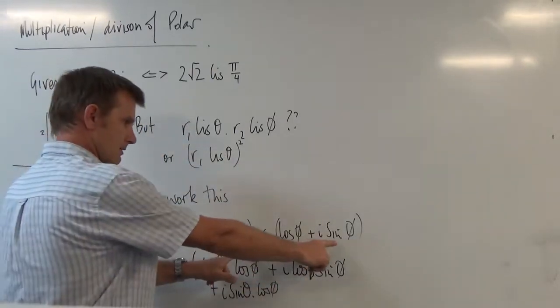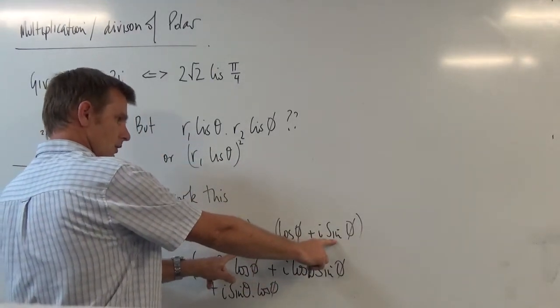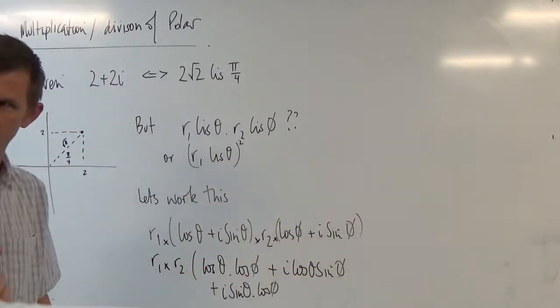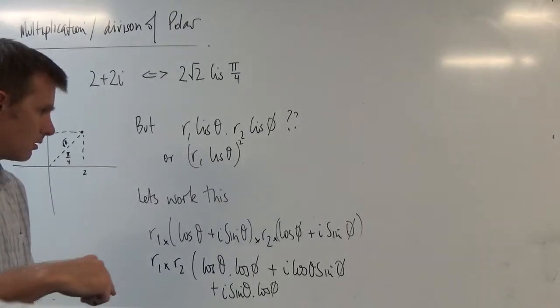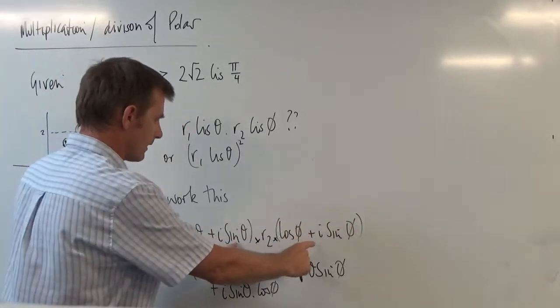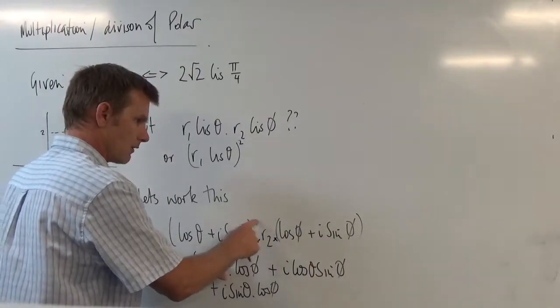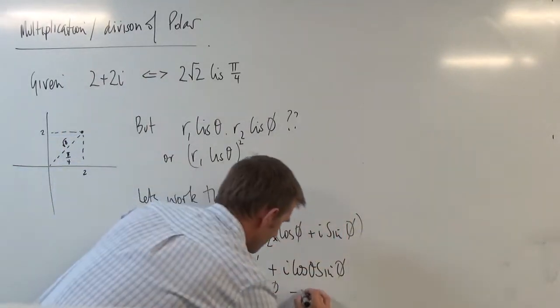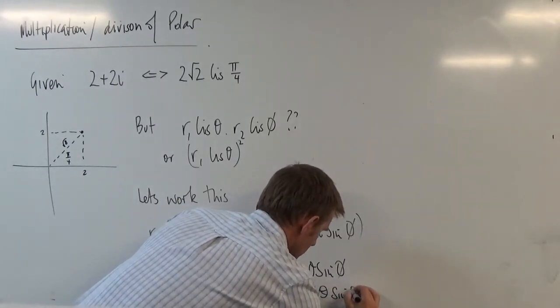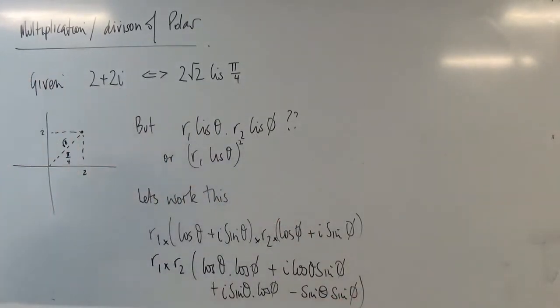And then the last part's going to be this one here, which, check this out, this is going to be i times i, so that's going to be i squared. Remember, that's going to be -1. So really I can get rid of the i's on that part and just be left with minus sine theta sine phi. Okay, so just make sure you're happy with that. I think I've got that okay.